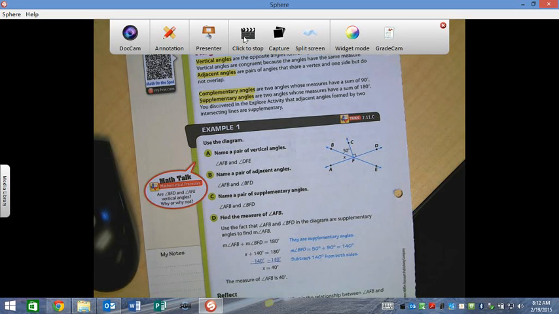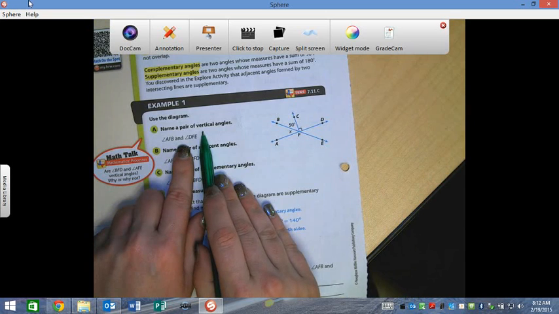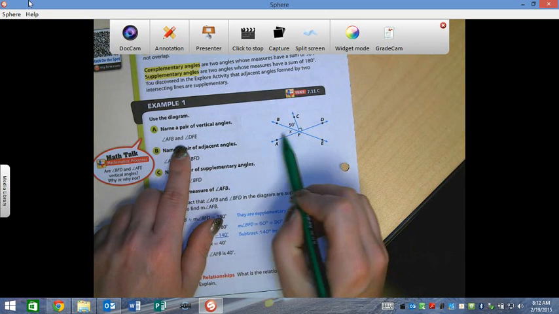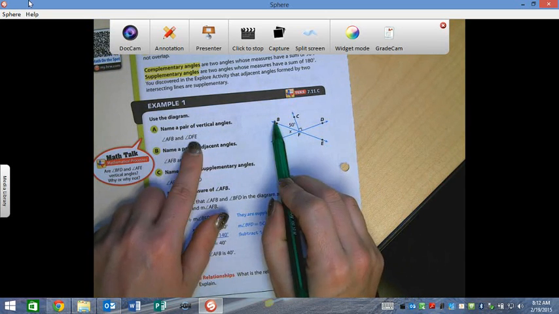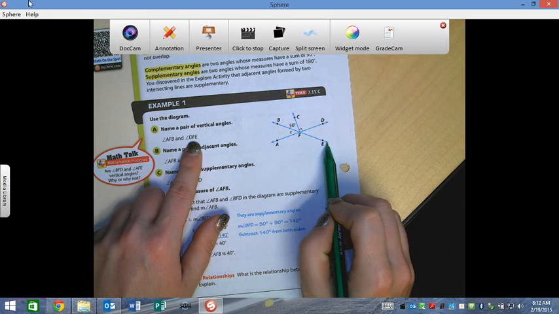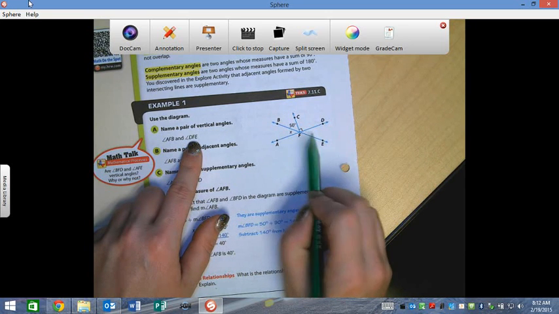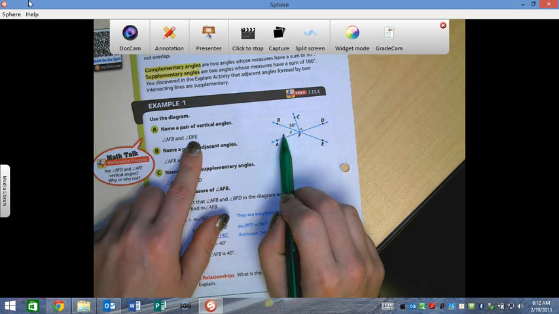So let's look at our diagram. It says name a pair of vertical angles, so angles that are across from each other that are equal. So they say AFB and DFE. See, these two lines intersect each other, so their opposite or vertical angles are equal.